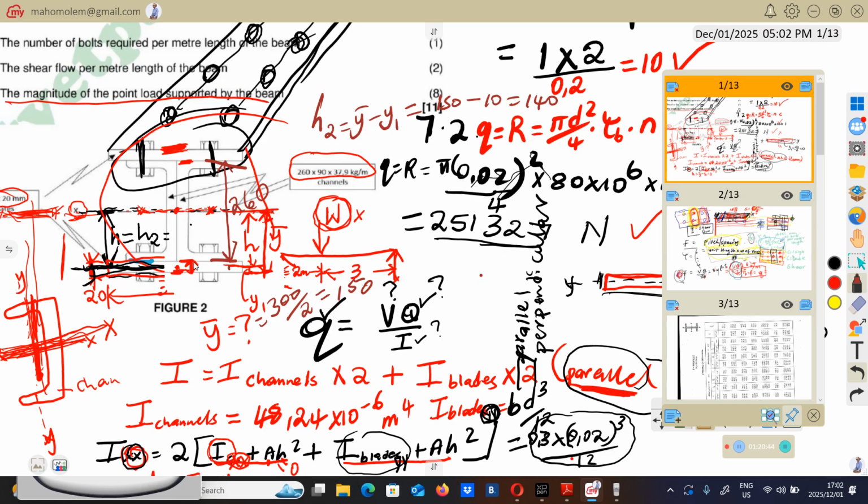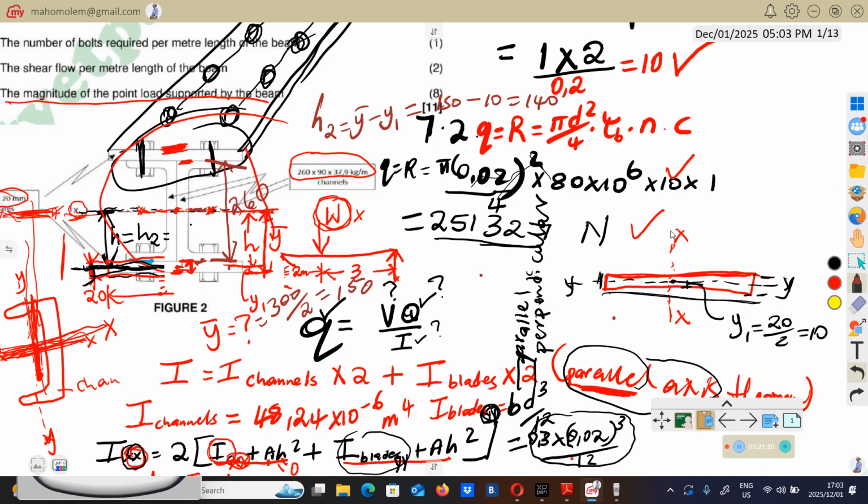Or you can simply find the distance from here to there, which is 260 divided by 2, 130, plus this half distance, 10. 130 plus 10. So it's really up to you. Right, now let us combine everything.